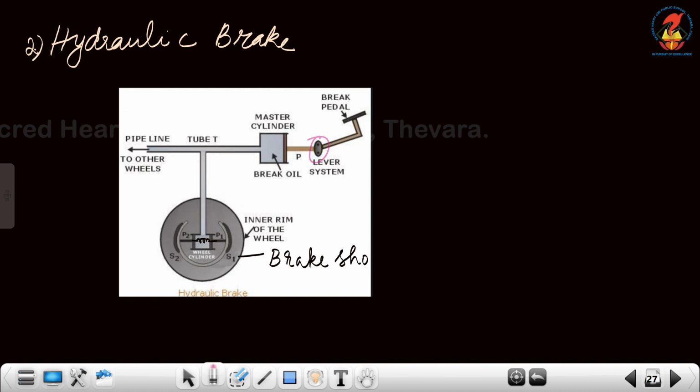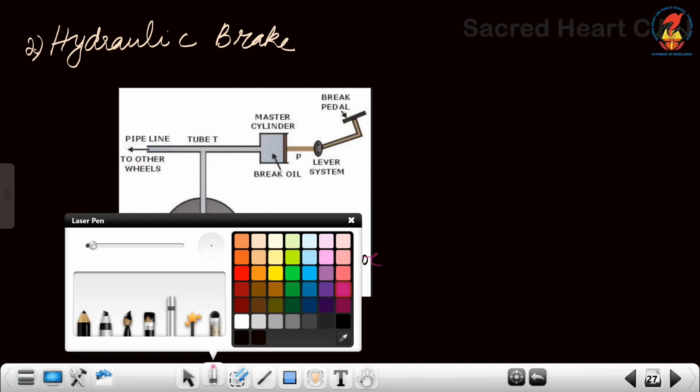And the other end of the tube is connected to a wheel cylinder. This is the wheel cylinder. And this wheel cylinder consists of two pistons P2 and P1. And these pistons are connected to two brushes which we call the brake shoes.